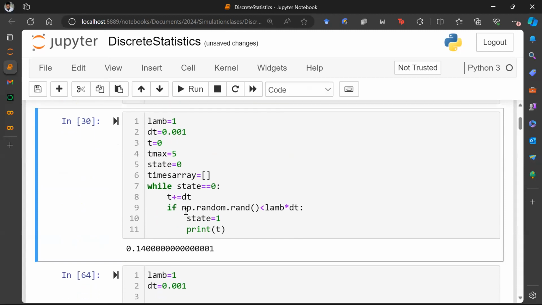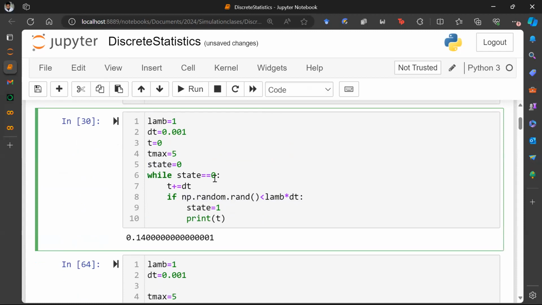So the idea is the following: if my random number is less than lambda times dt, I'm going to start from a state equal to 0. And while my state is 0, I increment the time by delta t. And if this occurs, my state is going to change to 1. And I'm going to print t. T is the time, right?